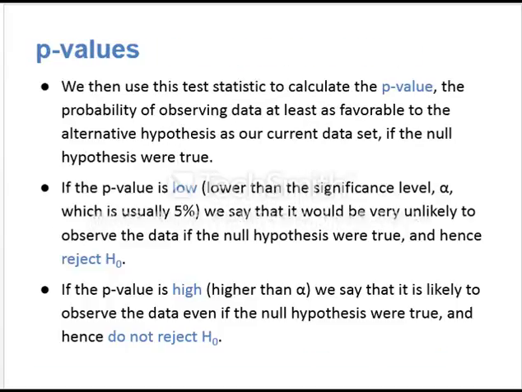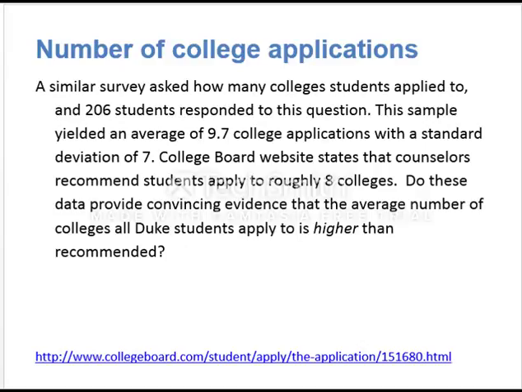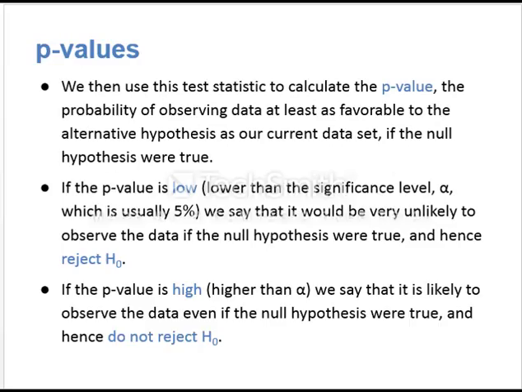Let me go back actually to the previous slide. Let's formulate our hypotheses. So the research question is, do Duke students apply to more than 8? So that would go in as the alternative hypothesis because it's what we want to know, our research question. But we're going to believe what the College Board says, that they should apply to 8, and that the mean is 8, unless we get evidence otherwise. So there's our null and alternative hypothesis based upon the research question. And we're going to report this using a p-value.